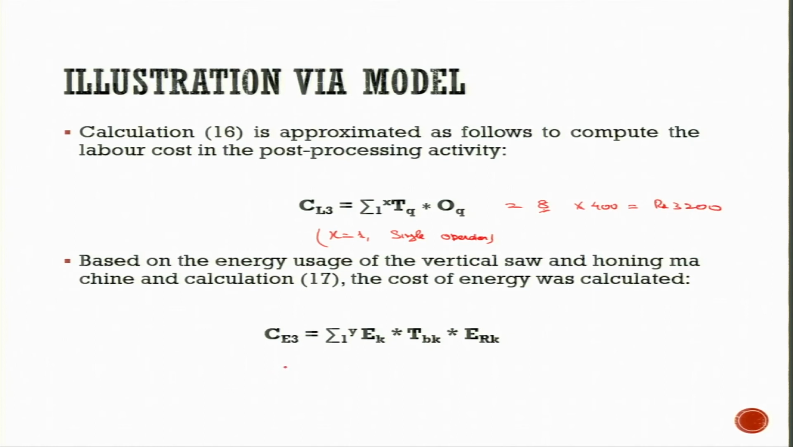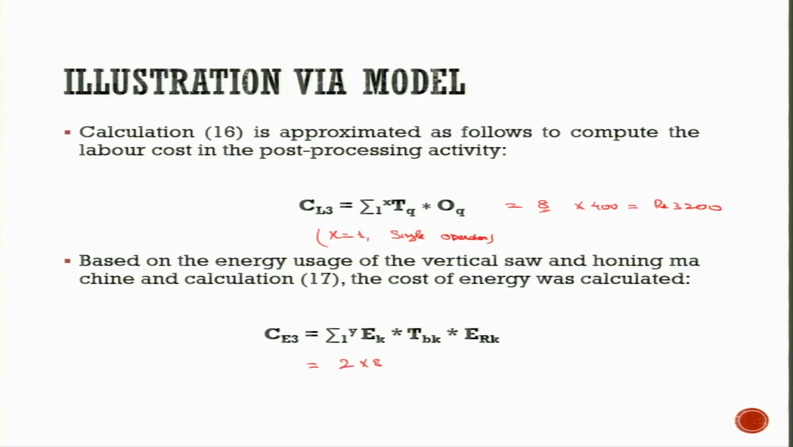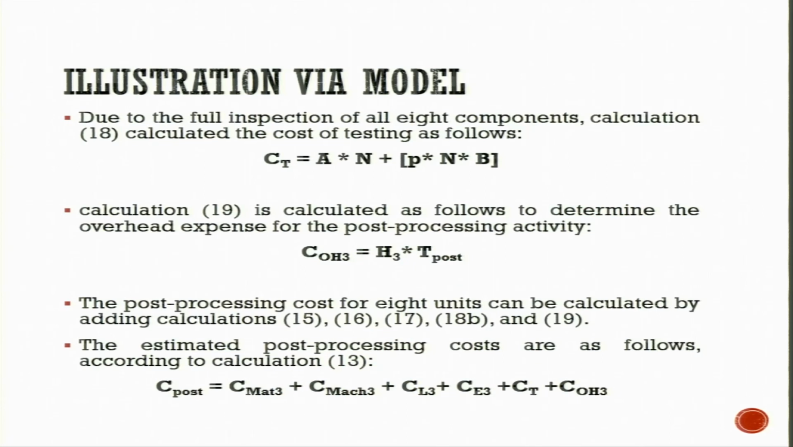The cost of energy for the 3 machines is the energy rate for the 3 machines. Here is the energy cost rate for the post processing, rupees 11 per kilowatt hour. Time taken by machine is 8 hours and energy cost rate is 11. So, these times are put there, 2 into 8 into 11 for machine 1 plus 2 into 8 into 11 for the second machine. This gives me this value as rupees 352. So, next comes the cost of the testing.